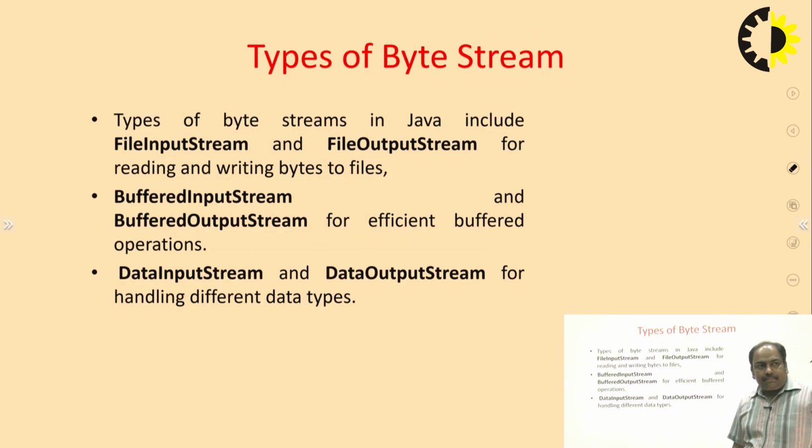The types of byte stream: first, file input stream and file output stream for reading and writing bytes to a file. Buffered output stream for efficient buffered operation. Data input stream and data output stream for handling different data types. What are the data types? Data types are like int, float, char, boolean. All these data types are handled using data input stream and data output stream. Like for int, we only take output related to integer numbers.